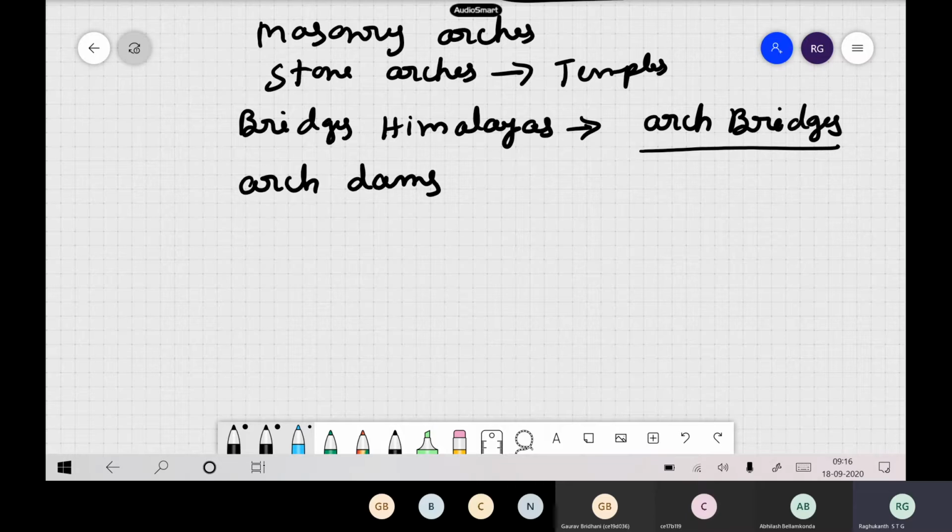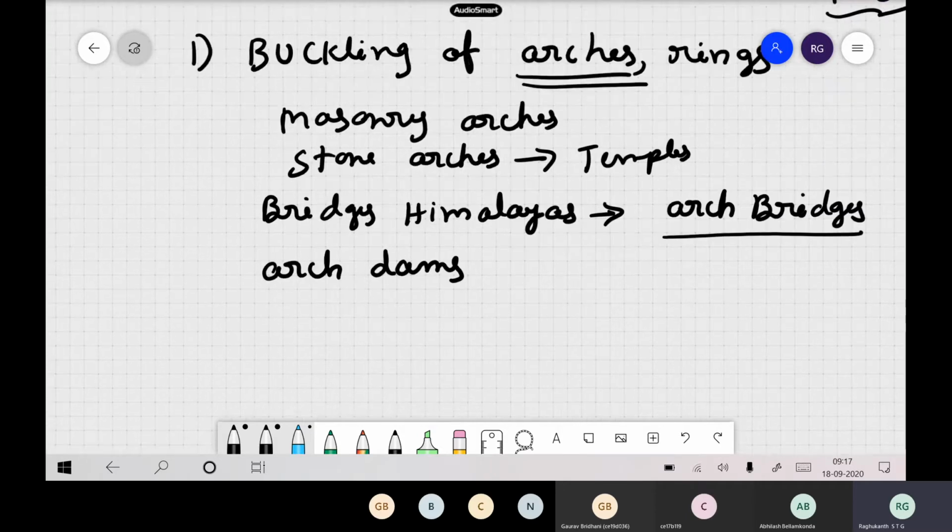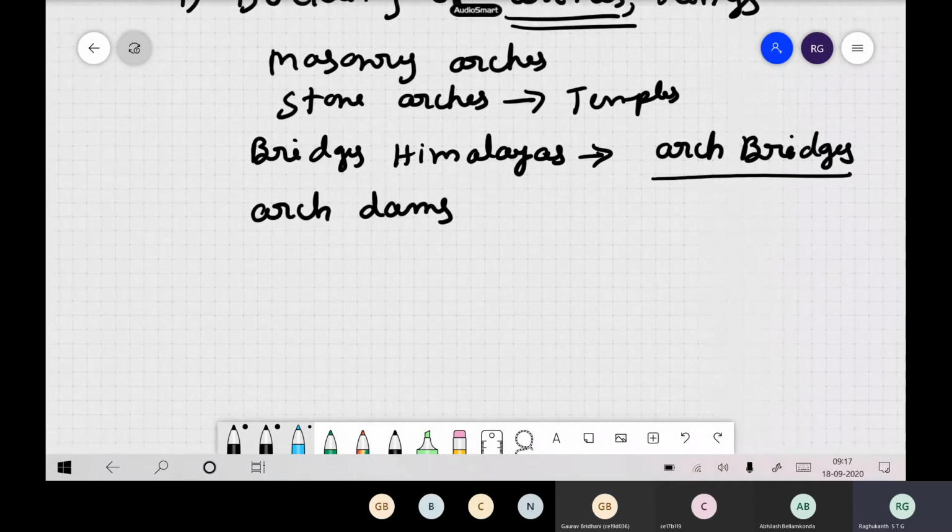Where is an arch dam? Does anybody know where an arch dam is located in India? Like in Kerala, some dam is there. You understand? So, which is an arch dam. Okay. So because so many things are coming, how to handle the buckling of arches is a big issue.